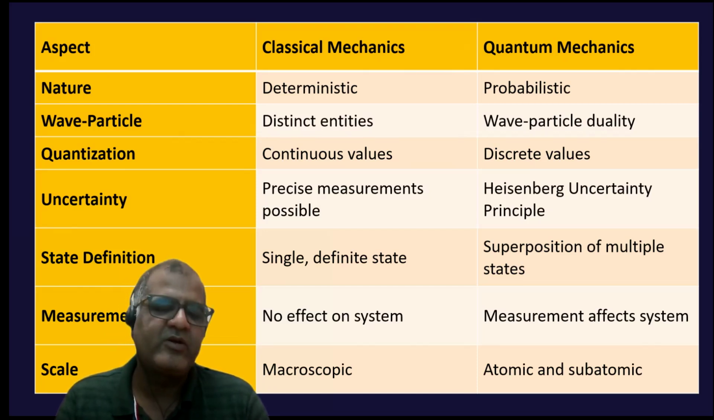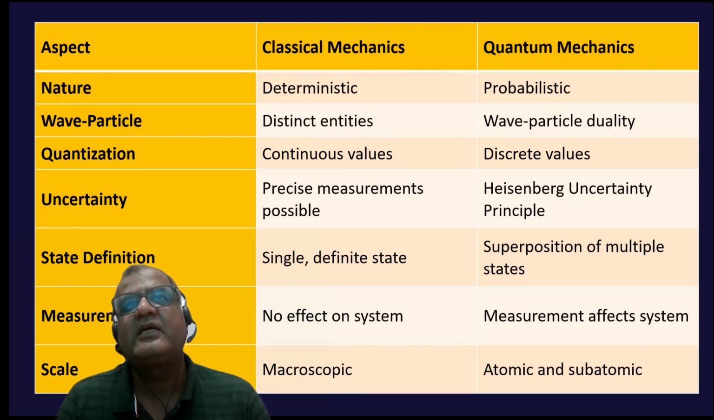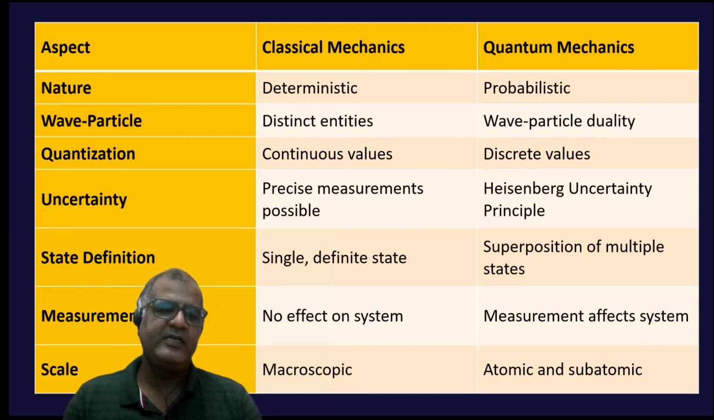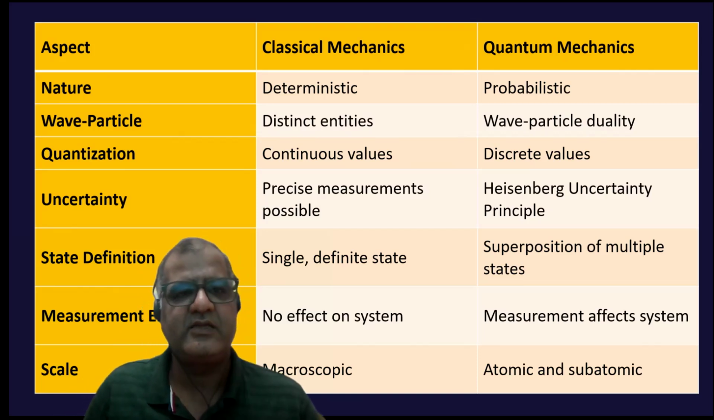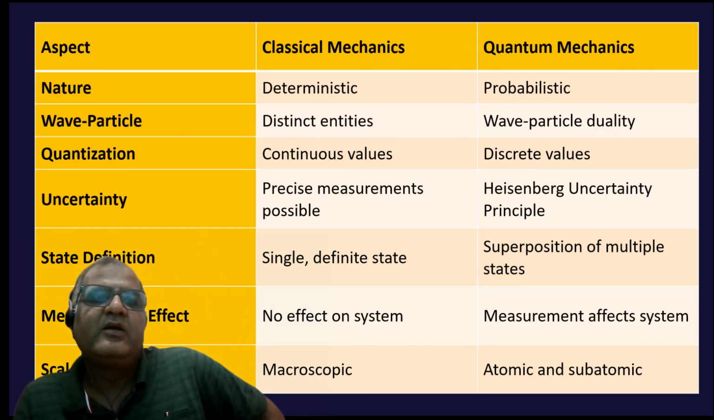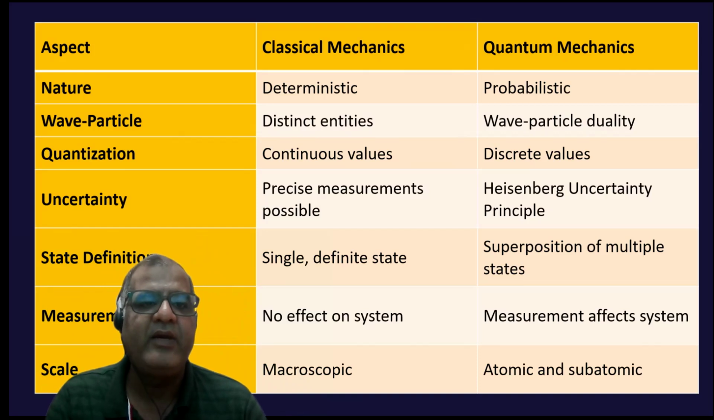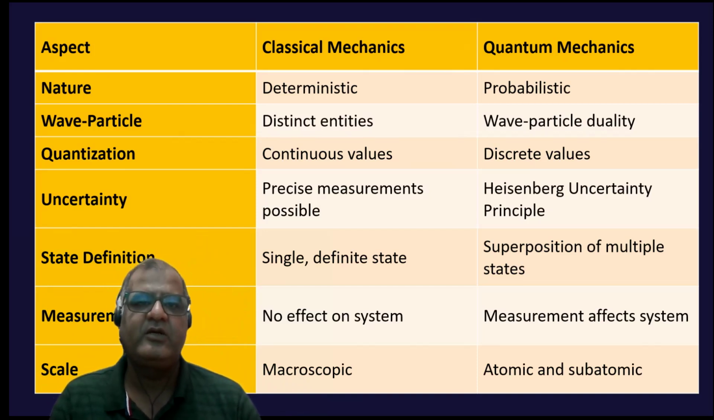And then about the measurement. When you do a measurement, a classical system does not change state. It does not affect the state of the system. While when you do measurements in quantum mechanics, the system collapses into one of its possible outcomes, or one of its eigenstates. Again, about scale, classical mechanics is generally applied on the macroscopic scale, while quantum mechanics is applicable mainly to atomic and subatomic particles. So these are the main conceptual differences, or operating ways, of these theories.